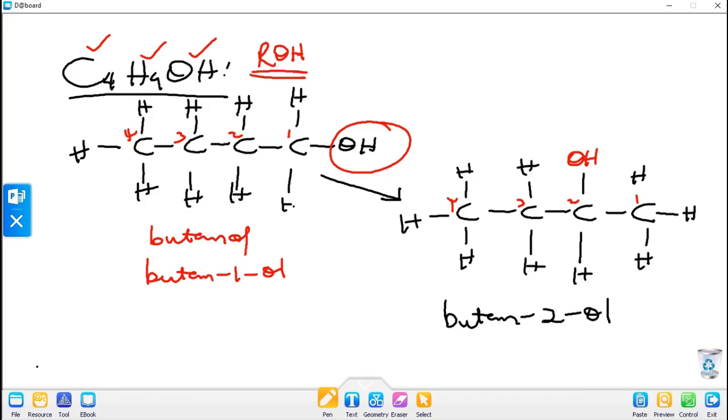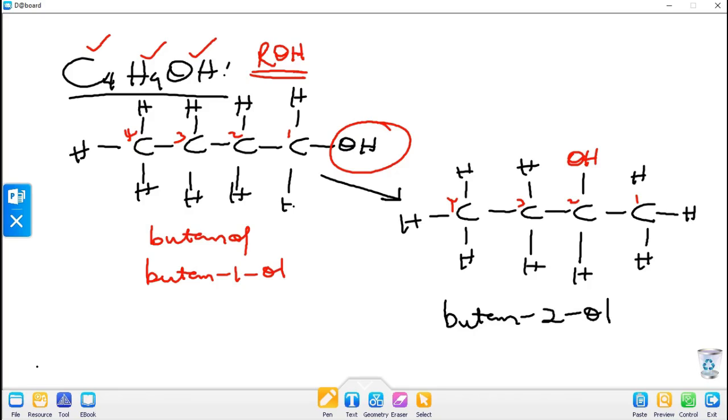So it is butane. But because it is an alkanol, it must be changed to the ol name. So to change it to the ol name, the E in butane must be changed to ol. And then we have to identify the position of the ol in the chain. And the position of the ol in the chain is at carbon 2. So that is why its name is butan-2-ol.